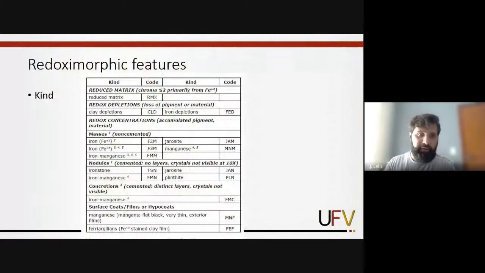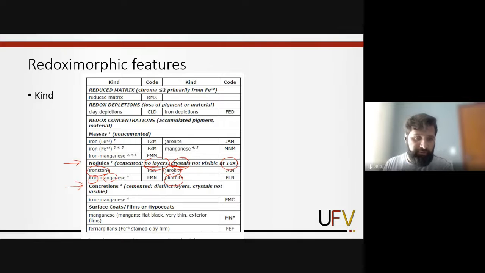Cemented materials should be described as nodules or concretions. These nodules have no layers. You can't find any kind of pattern inside these nodules, okay? And you can't see any crystal at 10 times magnification, okay? And they can be ironstone, iron manganese, jarosite, or plintite material. So these materials are the nodules.